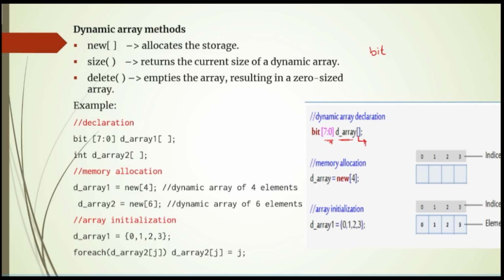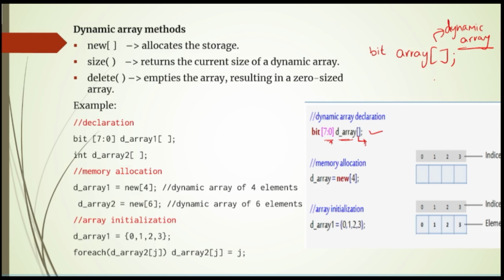Mostly when anyone asks you in interviews, they will be declaring this type of array and asking you what type of array it is, whether it is a dynamic array, an associative array, a queue, or a static array. So whenever you see an array with empty square brackets, you have to consider that as a dynamic array. Got it? This is a tip for you. Whenever there are empty square brackets, it is by default a dynamic array.